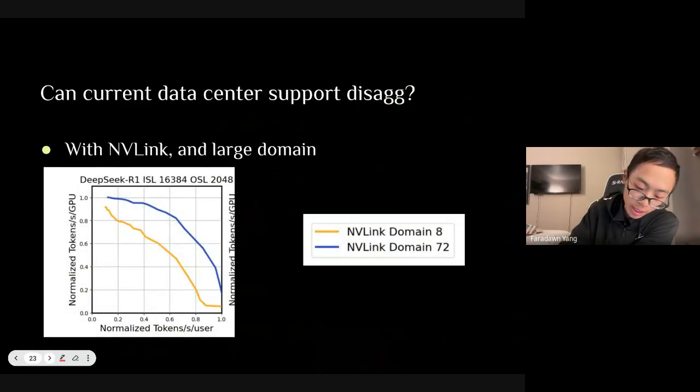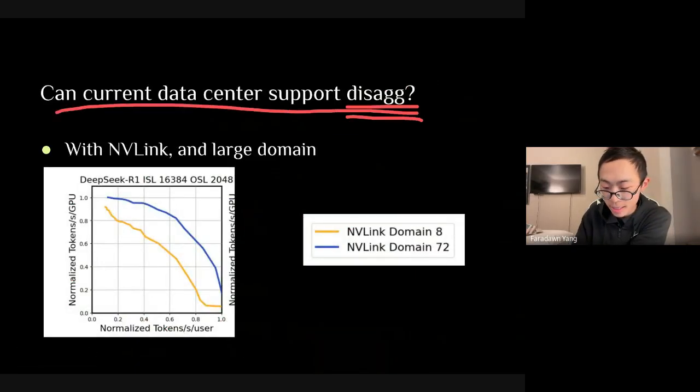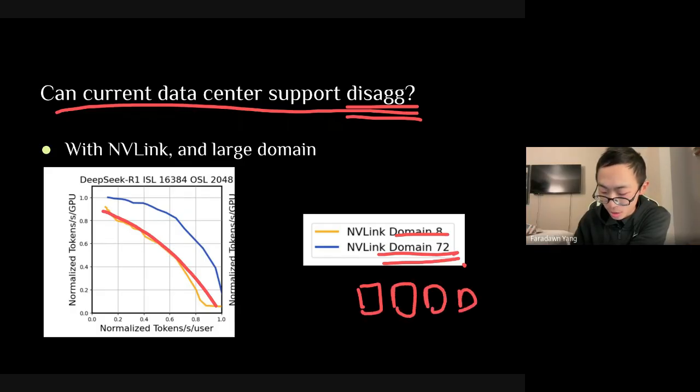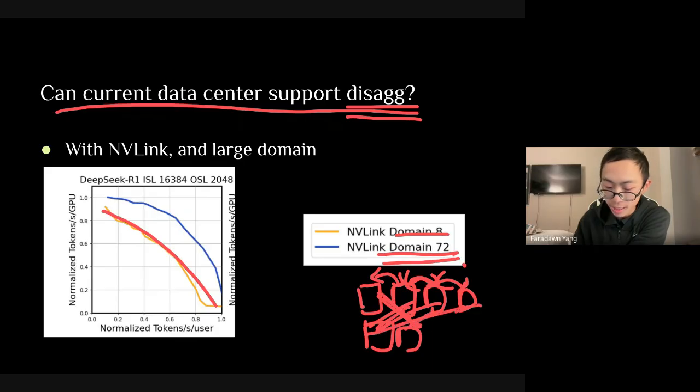So can current data centers support disaggregated serving? If you use NVL8, you have this Pareto curve here. But if you use an NVLink 72, you can link together not just the neighboring GPUs, but also cross-link all the GPUs together and get super high bandwidth. So the more NVLink domain you have, the higher the Pareto frontier. So you get both throughput and latency.